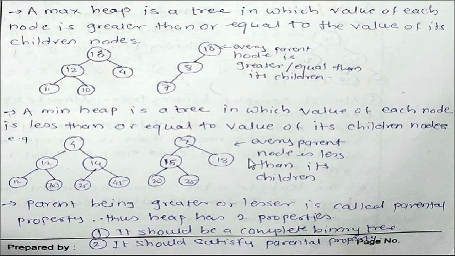The next concept that we are going to see is that a heap has certain properties that are to be followed, called the parental property. The parent being greater or less than its children is called the parental property. Thus a heap has two basic properties. One of them is that it should be a complete binary tree, and it should satisfy the parental property.